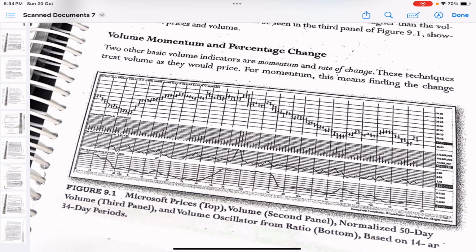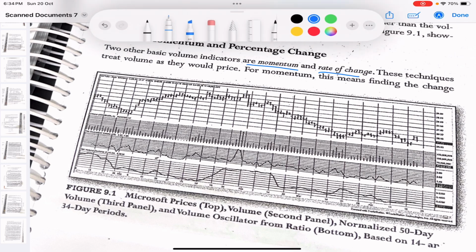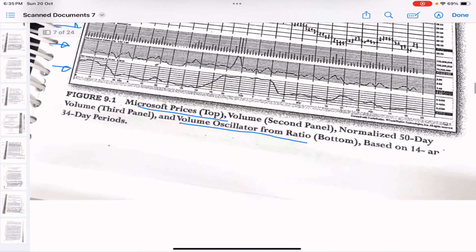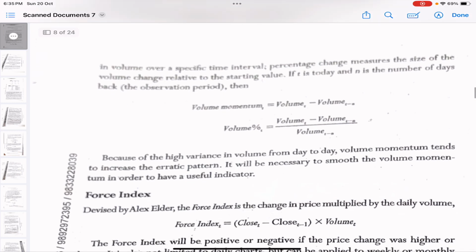Volume, momentum, and percentage change. Two other basic volume indicators are momentum and rate of change. These techniques we have anyway seen earlier, but let's see them again. So if you look at these, you can see that this is the price of the Microsoft chart, the first table, normal price in the bar charts. And then we have volume over here. These are regular bars. You can see it, regular volume bars. And then this is the normalized 50-day volume. And the third one is basically the volume oscillator, a ratio based on 14 and 34-day periods. So for momentum, this means finding the change in volume over a specific interval of time.